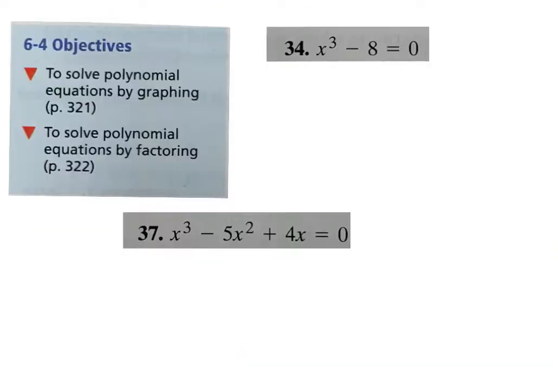So in 6-4, we did not actually solve by graphing, but we did solve by factoring. All right, and so these were a little bit higher factoring, potentially x cubed, x to the 4th. And we also had to know our sum and difference of cubes for this one. So for 34, you're going to have to know your difference of cubes. For 37, you're actually just going to have to do basic factoring. What was 37 supposed to be?